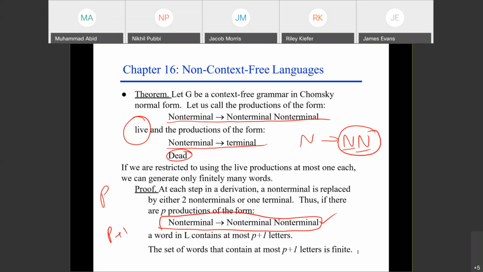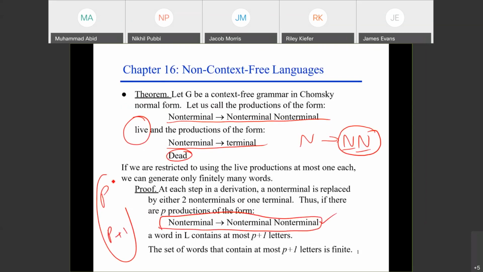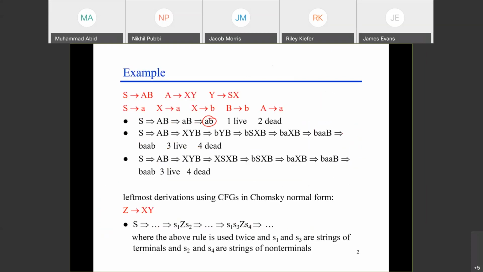So let's see an example of this one. We have this grammar here, and we can see how we generate a word. First of all, is our grammar in Chomsky normal form? I can explain this by example. Now we have this grammar here, and it is in Chomsky normal form. If you see, all production rules are either one non-terminal replaced by two non-terminals, or a non-terminal replaced by just one terminal.